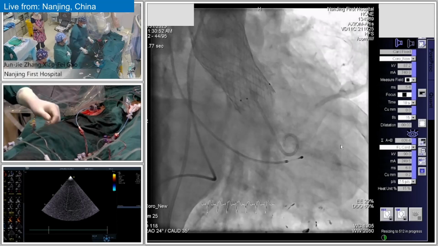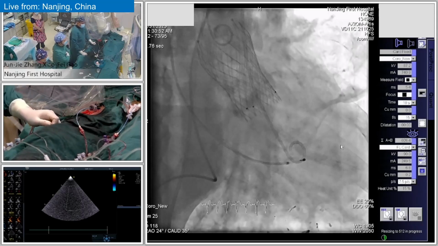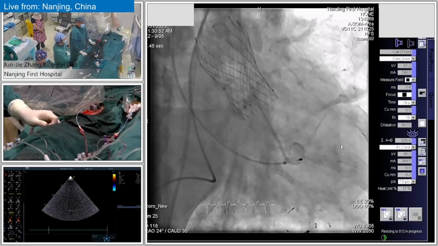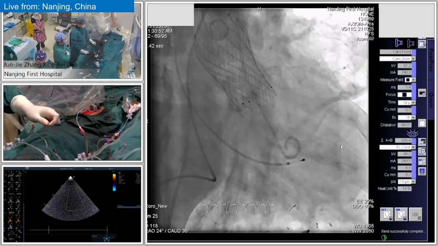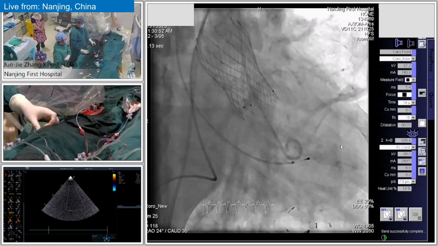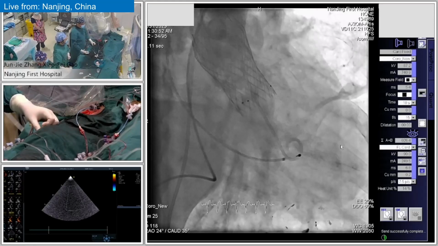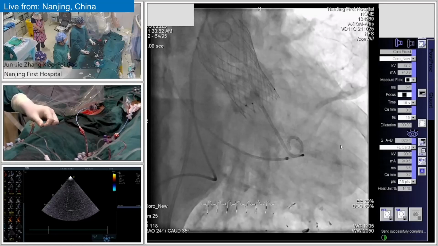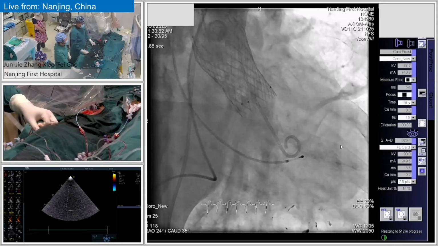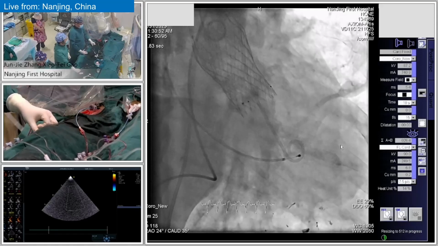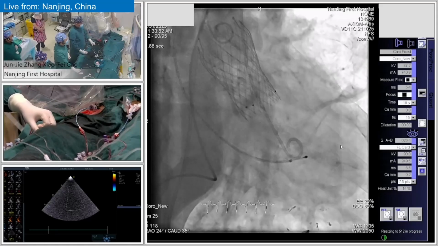The hemodynamic BP systolic is 186 and diastolic is 81. There is a mild regurgitation, and echo shows the position is good. The maximum velocity of the valve is only 1.4. So I think the result is good. If everybody agrees, I will finish the case.